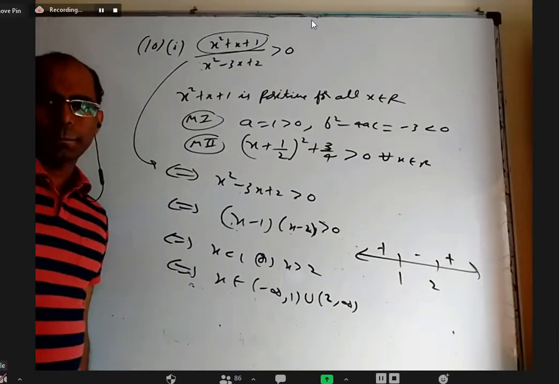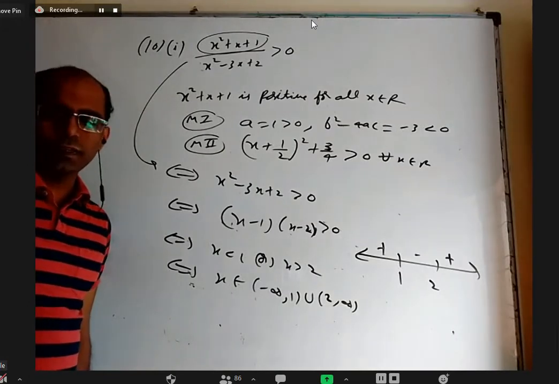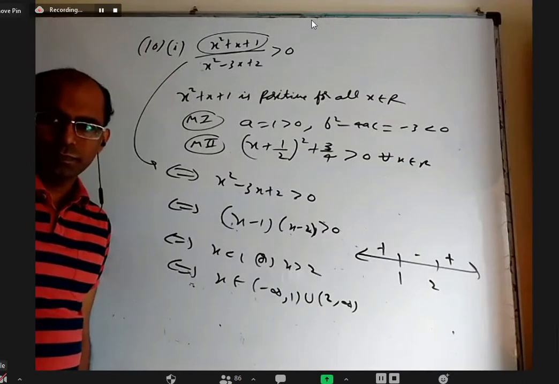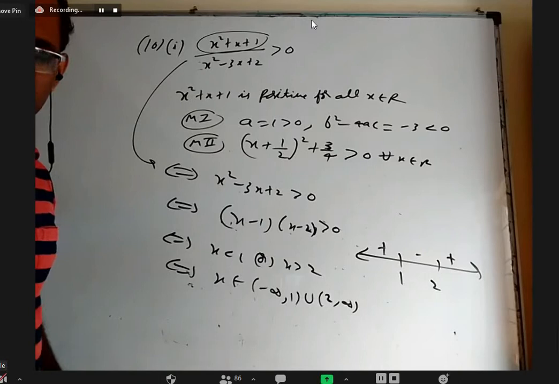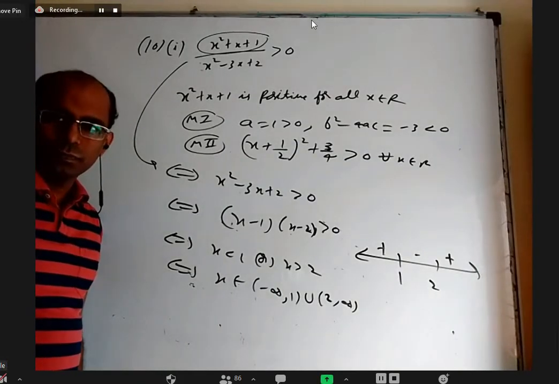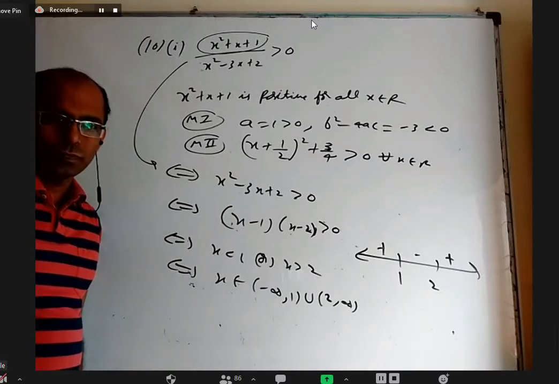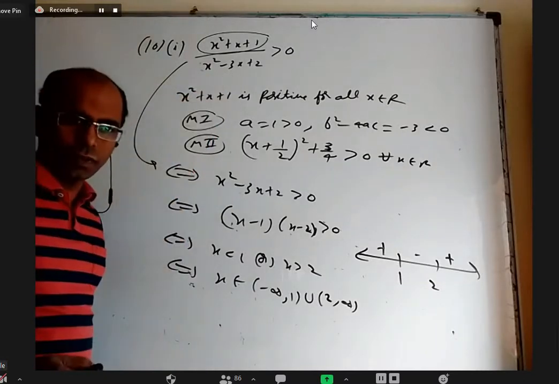Why can't we send that side, sir? The numerator you can send, the denominator you cannot, I'm saying. No, sir, I'm asking about the denominator only. The denominator is also positive, no, sir? Why can't we send that side then? How is the denominator positive? Sir, A is greater than 0 and B square minus 4AC is less than 0. So from that we can say that for the denominator.